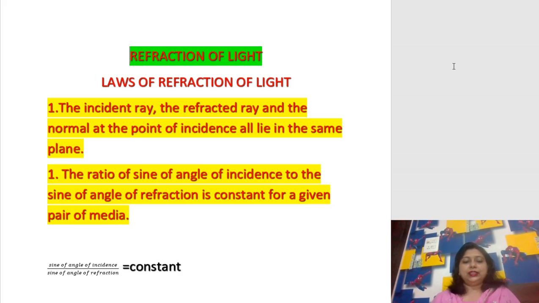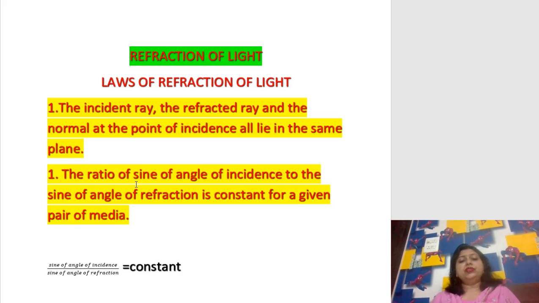So let's start. There are two laws. The first law is similar to the laws of reflection of light. So what is the first law? The incident ray, the refracted ray and the normal at the point of incidence all lie in the same plane. Very clear? So we don't need to describe it again. Now the second law. This is new for you.